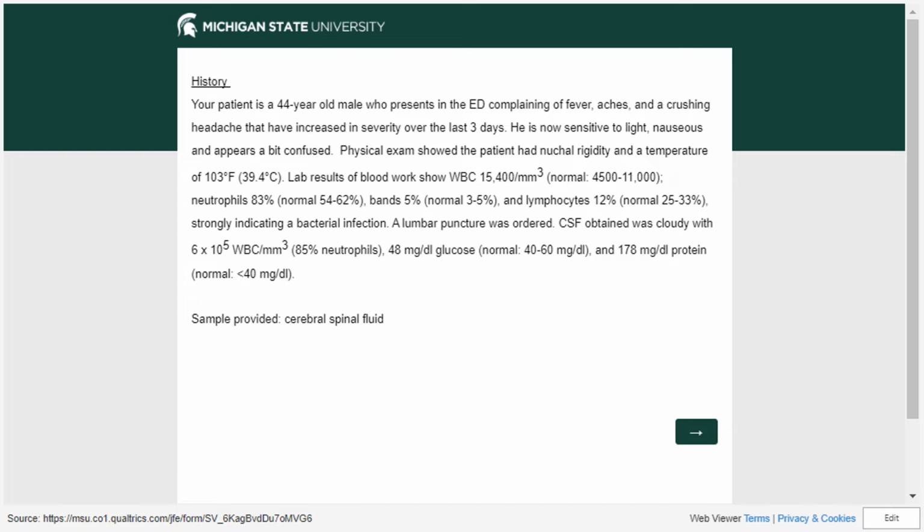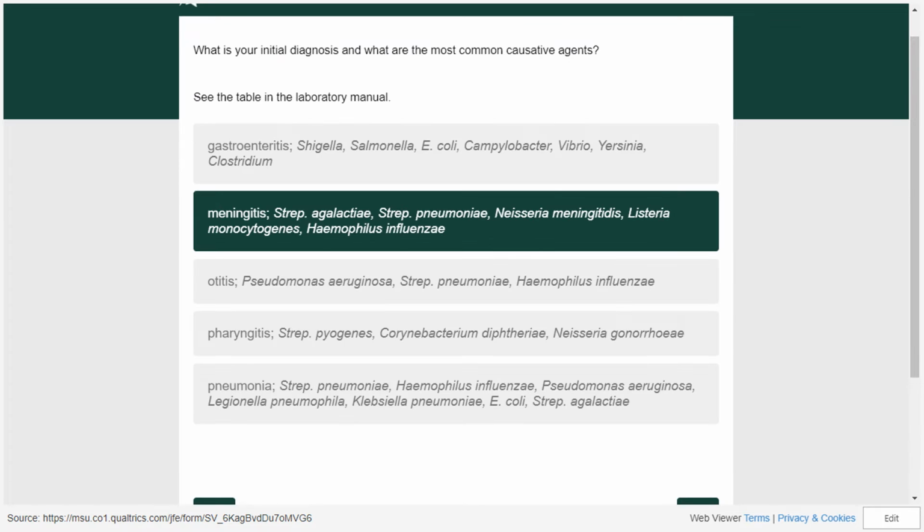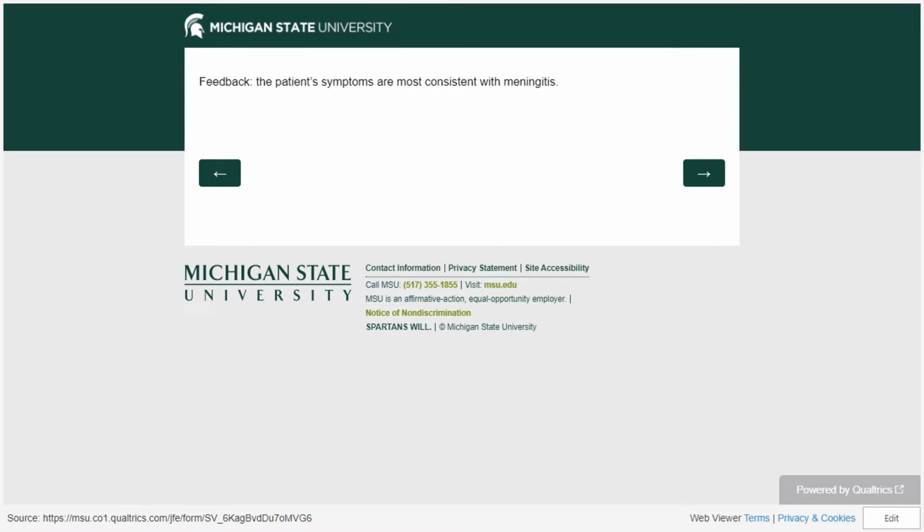Here the patient has symptoms of meningitis and the sample provided to the microbiology lab is cerebral spinal fluid. So in this case, the patient has symptoms of meningitis and these are the possible suspects. Here's the feedback. If they pick the wrong thing, they can use this back arrow to go back in the case and pick the correct thing.